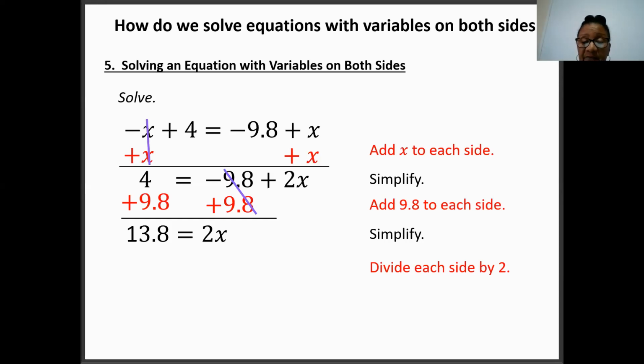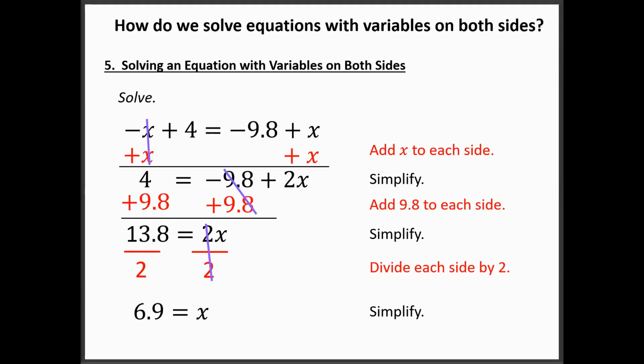So now we need to divide both sides by 2. And so now the x will be left by itself. When we simplify, we now have 6.9 is equal to x, or we can reverse it and write x is equal to 6.9. Did we have any 6.9 as an answer? Yes, we had a lot of those. Very good. Congratulations to those persons who worked well with the decimals.